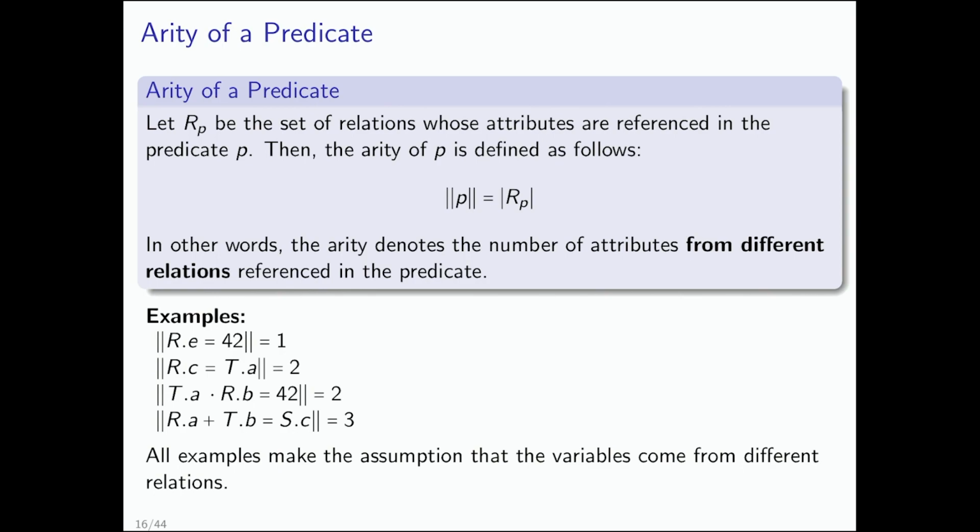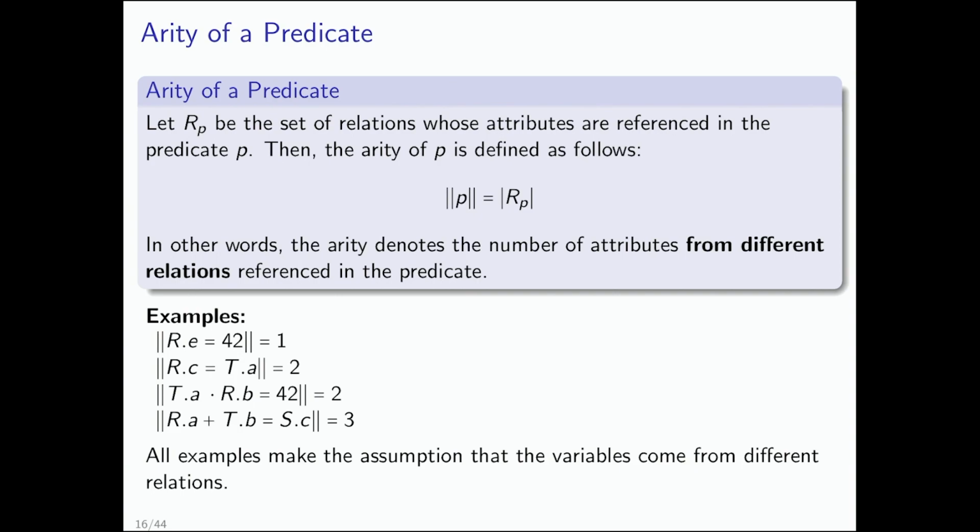One other term is the arity of a predicate. That's very useful going forward. That's the arity of a predicate. So that basically refers to the number of relations being referenced in a specific predicate.